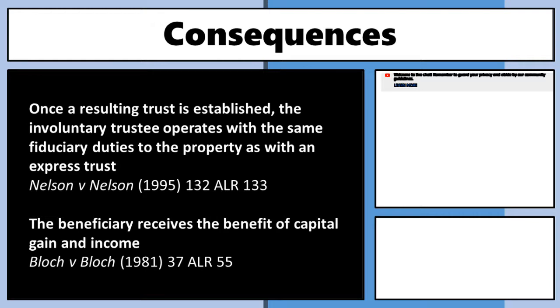Also note that PMRTs over real property are capable of assignment. So you can go and assign that beneficial interest. Sections 199 and 200 of the PLA: assign that beneficial interest in writing, with consideration and intention, to a third party as well. Okay.